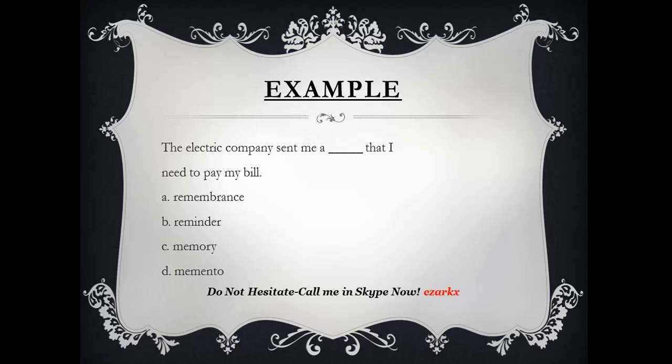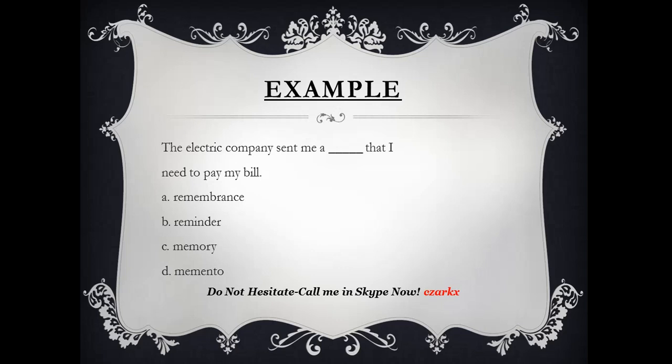The electric company sent me a remembrance that I need to pay my bill. The electric company sent me a reminder that I need to pay my bill. The electric company sent me a memory that I need to pay my bill. Or the electric company sent me a memento that I need to pay my bill. All right. Now, as I said, with strategy number 4, we may use the prefixes, suffixes, and roots of words, if we don't know the word, from the answer choices in order to help us make a choice, right?